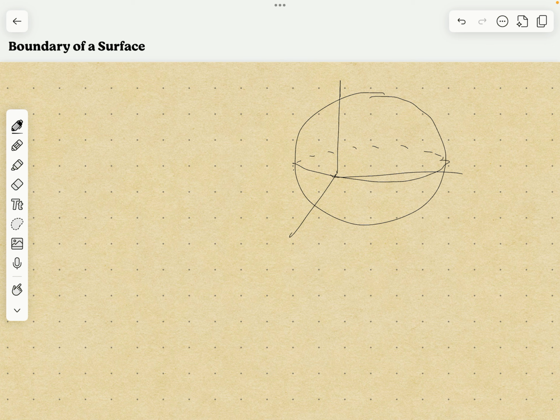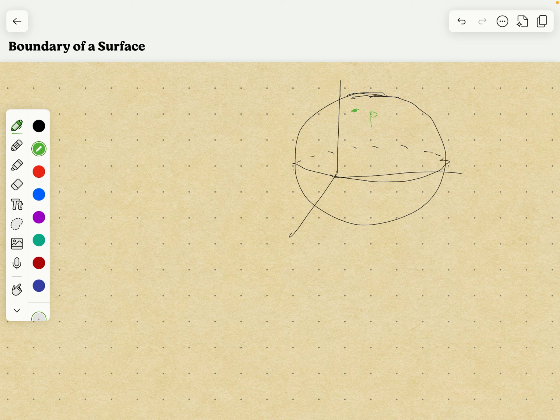So the idea of a surface is that it's some object. So for instance, you could have a sphere. This is a surface. And what makes it a surface is that at each point on the surface, let's call this point P, there's a neighborhood around that point that's mapped onto it by an open set in R2.